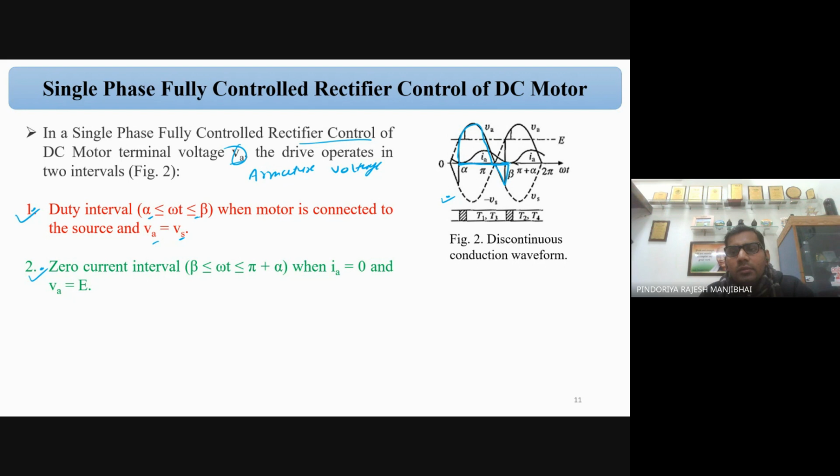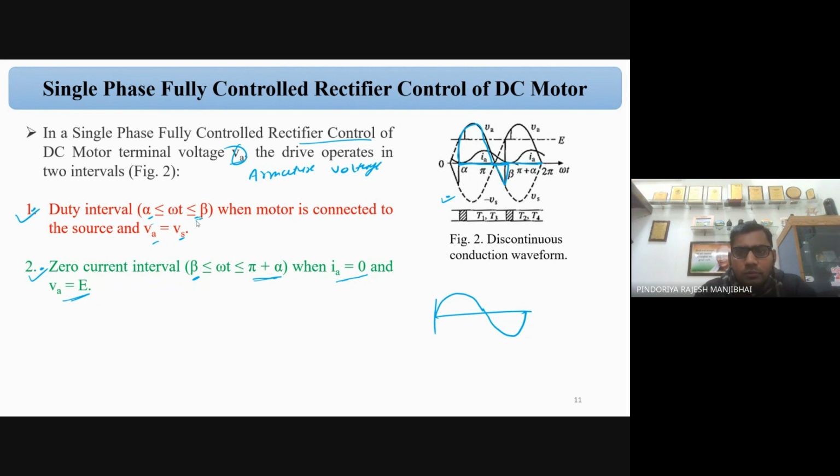That is this time period, beta to pi plus alpha, because that is a negative cycle, because we have an input that is a positive cycle. So positive, then negative, correct? So we can say beta to pi plus alpha, when Ia is equal to 0 and Va is equal to E. So we can say the zero current interval is beta to alpha plus pi, and the duty interval is alpha to beta.